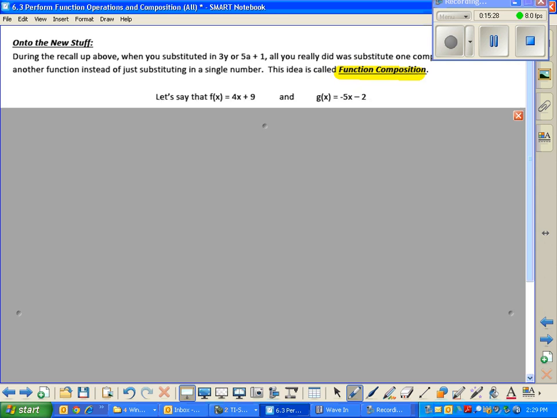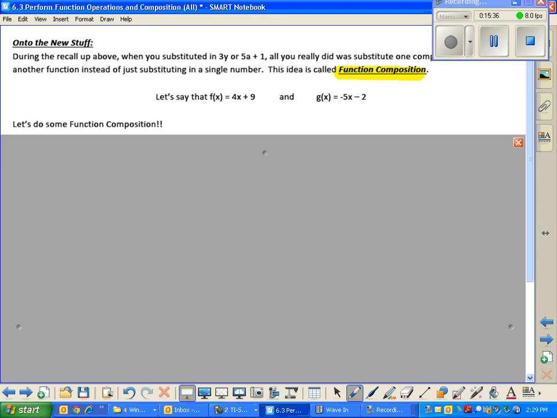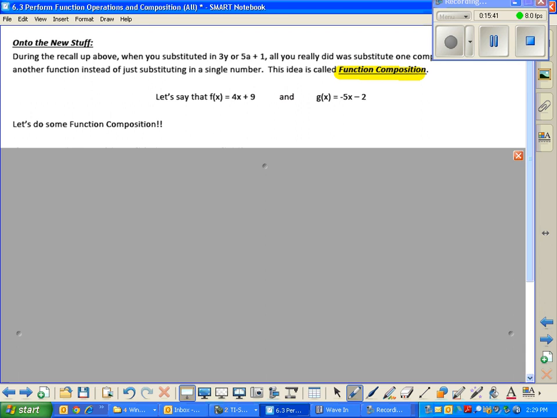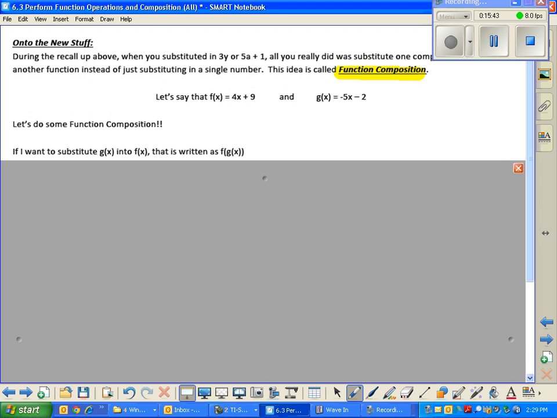So let's take two equations, like f of x equals 4x plus 9 and g of x equals negative 5x minus 2. We can do some composition of functions with that. Let's say we want to know what happens when I substitute g of x into f of x. If we substitute g of x into f of x, we call that f of g of x.